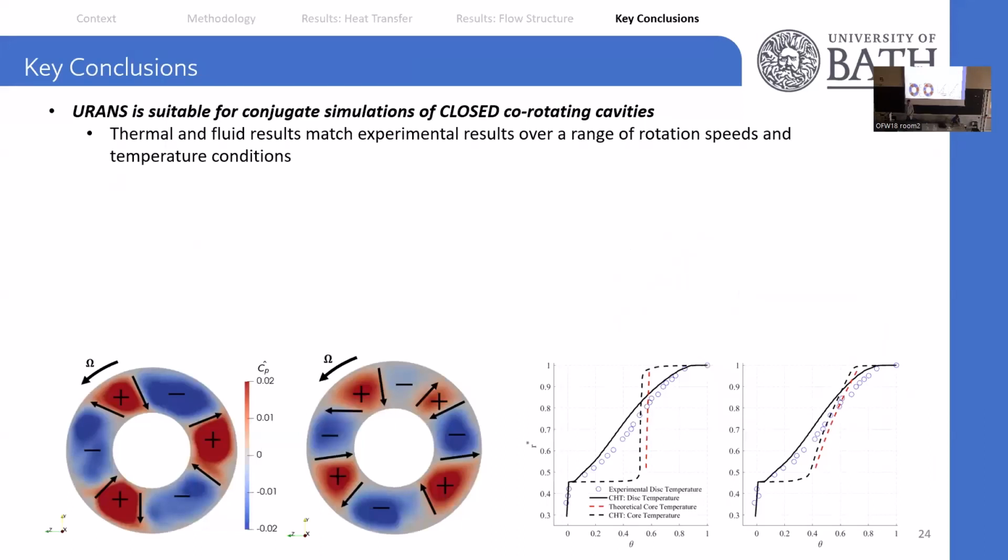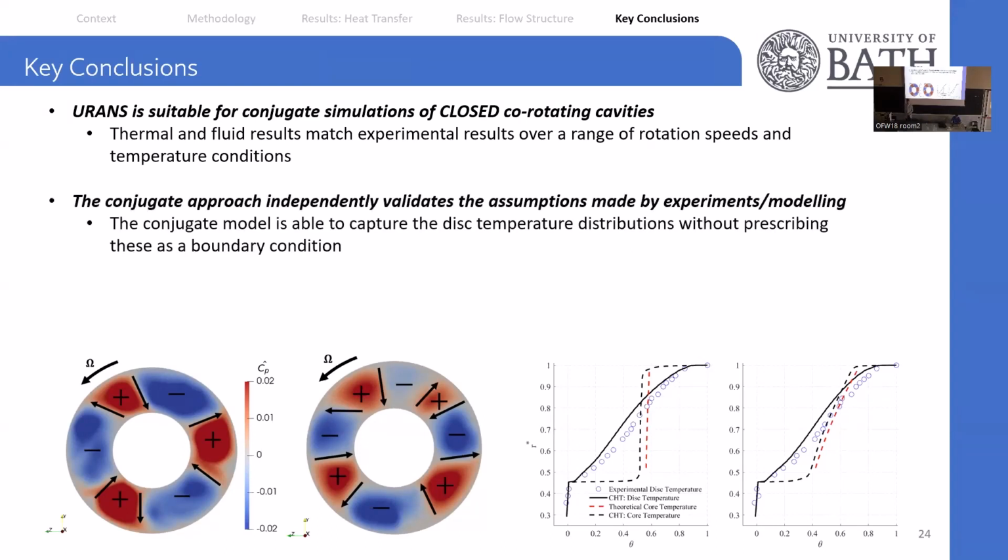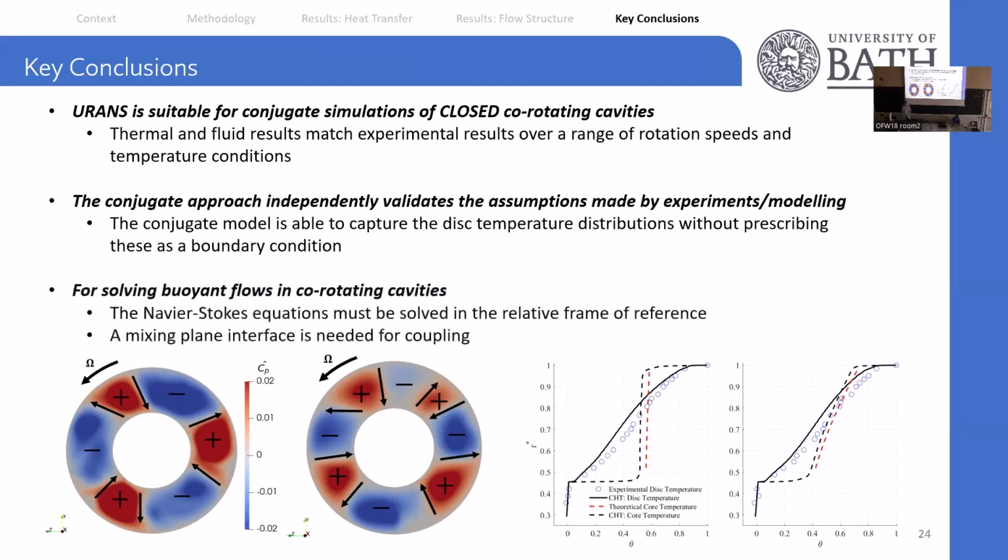So to conclude, EURAN seems to be suitable for conjugate simulations of closed co-rotating cavities. There's a lot in the literature about LES being essential, but for this closed case, EURAN seems to have captured all of the fluid characteristics that we expect to see. The conjugate approach is able to independently validate a lot of the assumptions made by the theoretical models within the group. Lastly, for solving buoyant flows in co-rotating cavities, the Navier-Stokes equations should be solved in the relative frame of reference in order to capture the heat transfer from boundaries with an affordable number of elements within the mesh. And a mixing plane should be used for this coupling to overcome the difference in thermal inertia. Thank you very much for listening.